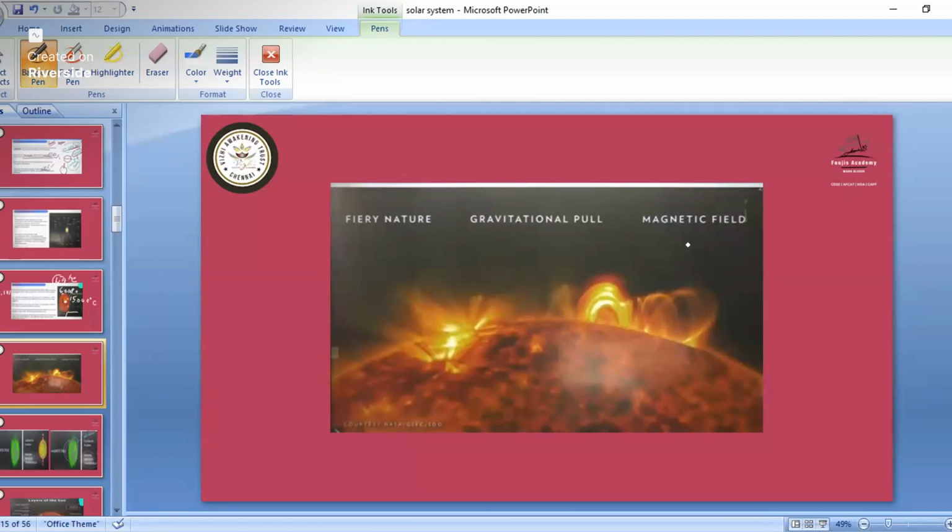And the sun has a large amount of magnetic field. Because of gravitational pull and magnetic field, all planets, satellites, and everything are revolving around the sun.